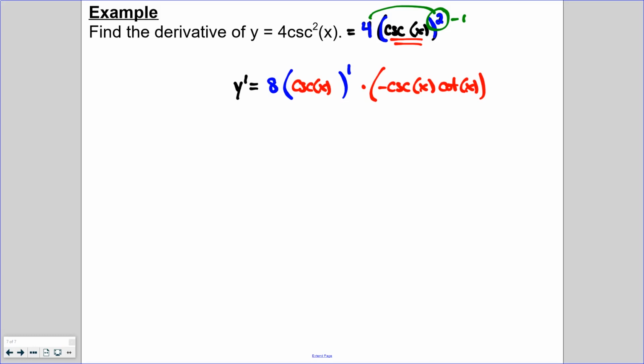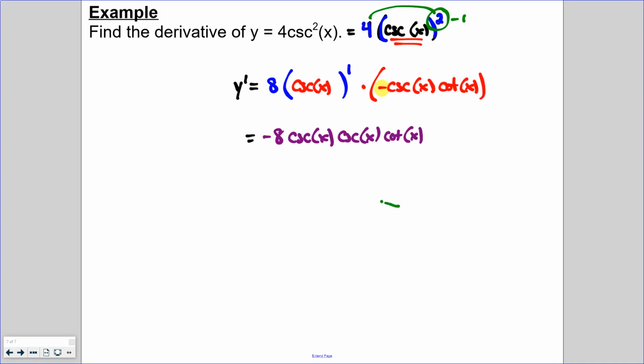All right, so let's get to simplifying. Anything to the first power is just going to be itself. So we're going to have 8 times cosecant of x. We do have this negative here, so I'm going to bring that negative to the front of the 8. And I'm just going to bring down the cosecant of x, cotangent of x.